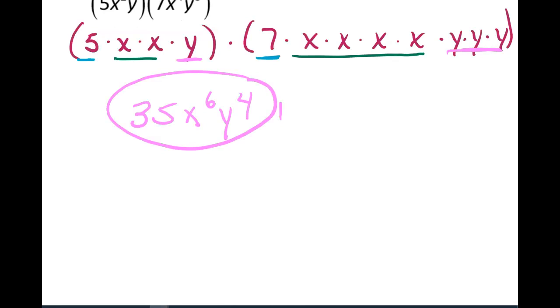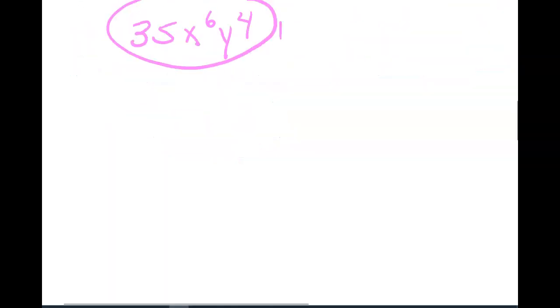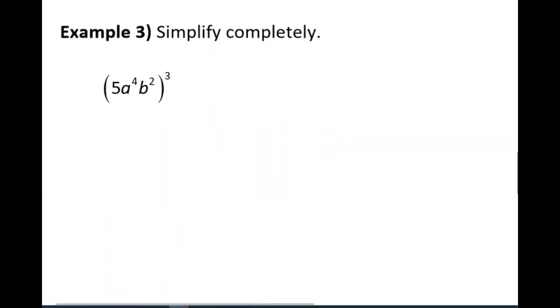All right, try the one below on your own. 5x squared y times 7x to the fourth y cubed. Pause the video while you do this. All right, you should have gotten an answer of 35x to the sixth y raised to the fourth power. And you can choose to write that out or not.